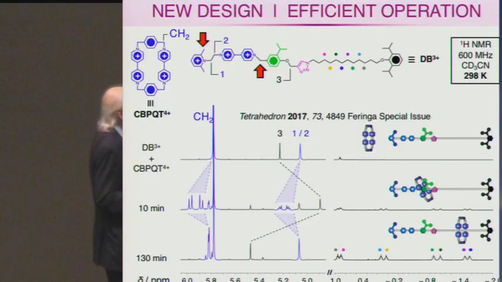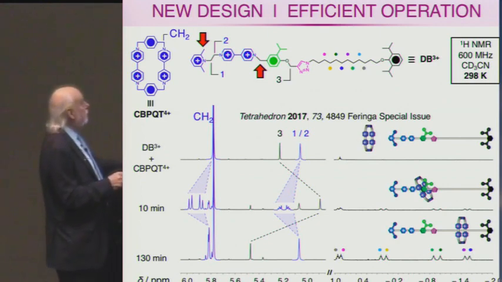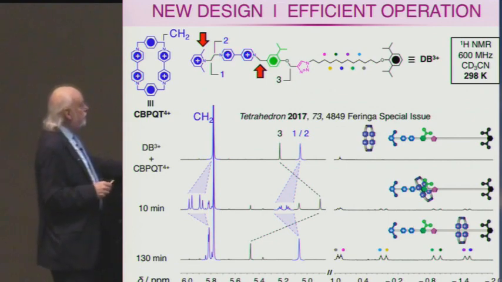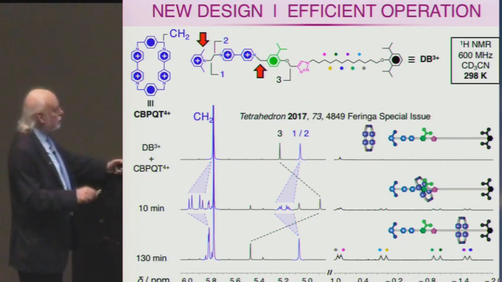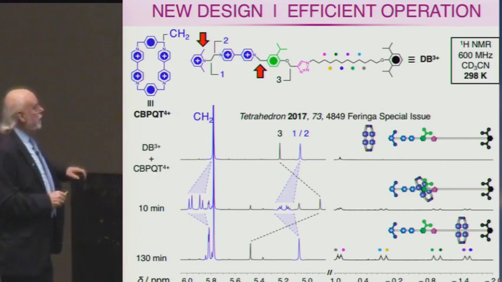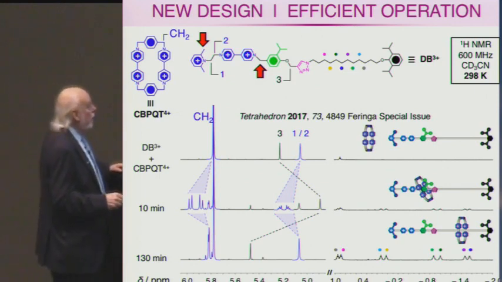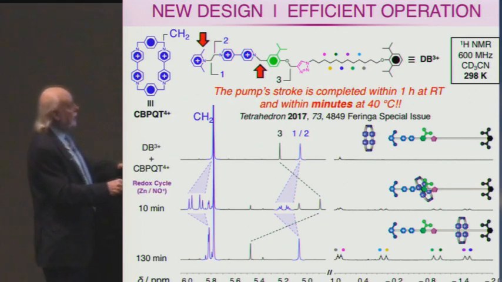And so this is where Christian comes in. He said, well, let's try and speed the system up. And so he took a methylene group out of here and changed the siting of these methyl groups. And yes, he has speeded it up because this is what he sees at room temperature. Okay, it's taking the same time as it did previously. But now, if we extrapolate up to 40 degrees, then this is occurring in minutes.